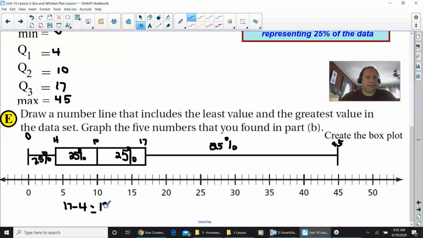Which is 13. And that is called the interquartile range. Or they could put 4 to 17. All right, just to make sure you're okay with those questions.